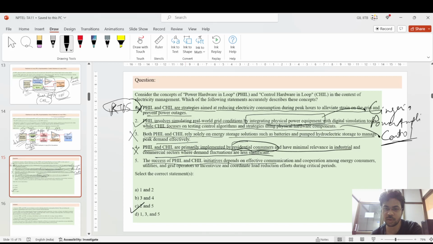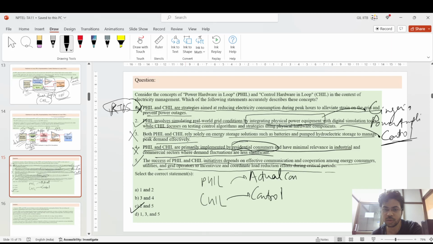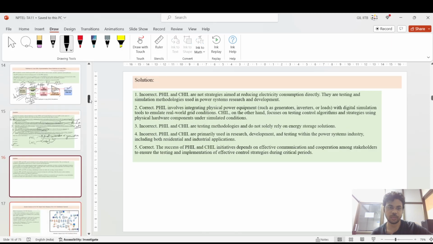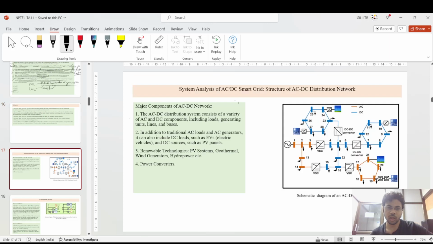The fifth is: the success of the PHIL CHIL initiative depends upon effective communication and cooperation among energy consumers, utilities, and grid operators to incentivize and coordinate load reduction efforts during the critical period. That is true. Why? Because if you are using a PHIL or CHIL system, you have this control strategy, or you have actual power consumption or generation at a particular voltage level. So from that you can coordinate or incentivize by controlling this strategy. Okay, so these 2 and 5 are correct.